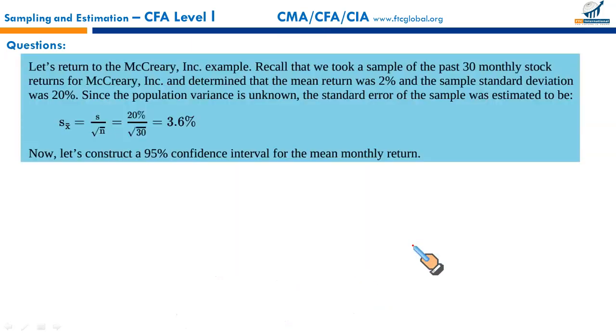All right, moving on to the next question, and it is in continuation to the previous question. Let's return to the McCready Incorporated example. Recall that we took the same information. We don't need to go back; all we need is given here already. Recall that we took a sample of the past 30 monthly random stock returns. So this basically is N, and determined that the mean return was 2%. And the sample standard deviation was 20%. We have been given the sample standard deviation. N is 30.